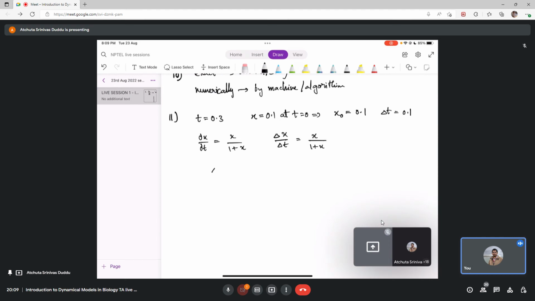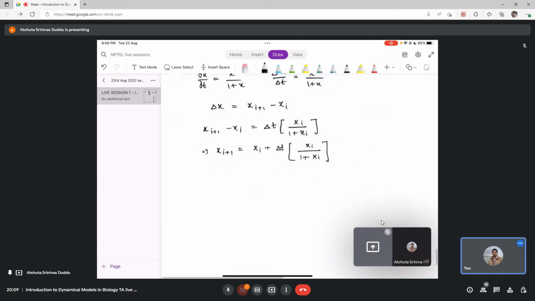So how do we write delta x? Let's write it as x of i plus 1 minus x of i, where i represents the step number and x i plus 1 would be the (i plus 1)th step when you're solving. Given the equation, we can rewrite it as x i plus 1 minus x i equal to delta t times x i by 1 plus x i, which would imply x i plus 1 equals x i plus delta t into x i by 1 plus x i, right?